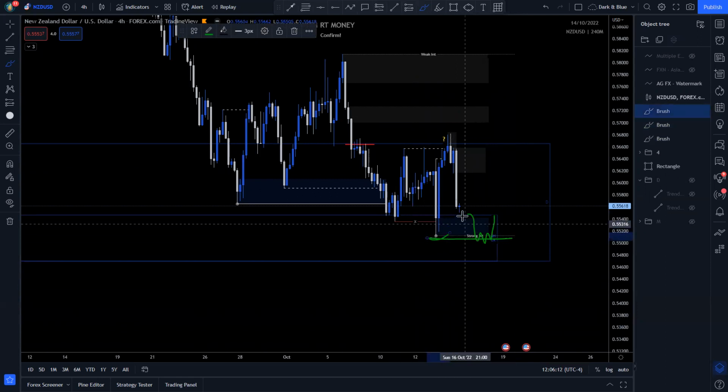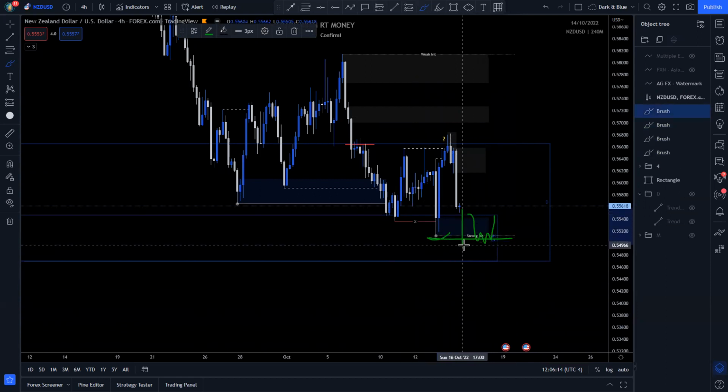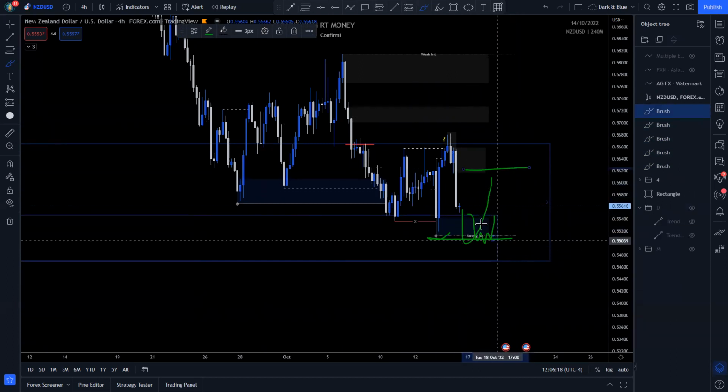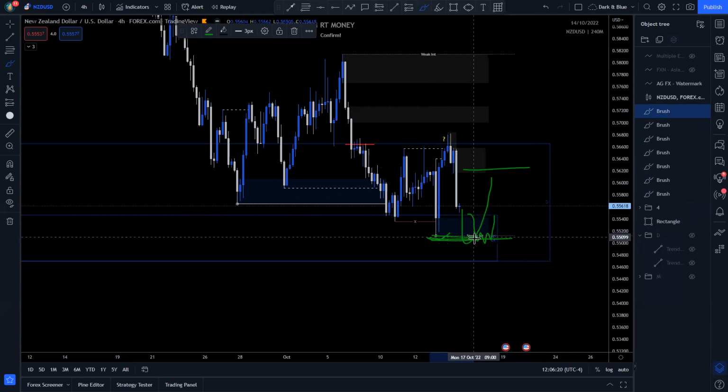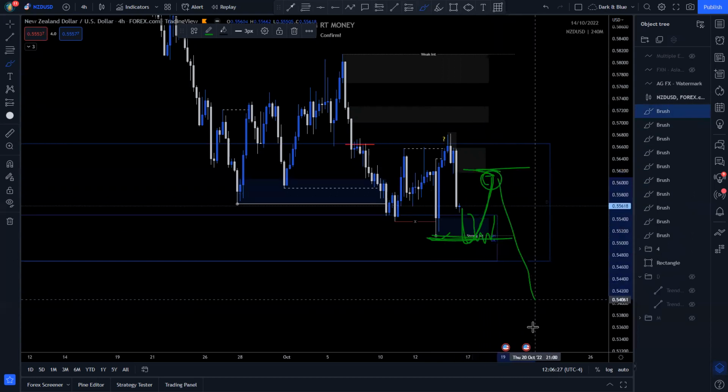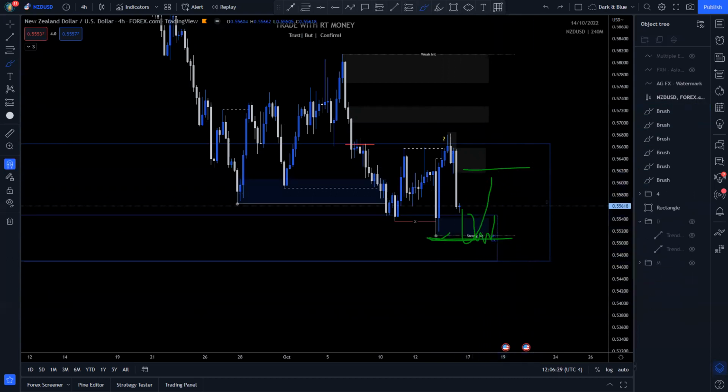We can take these lows, get a break and close below that, and then a pullback. And if that pullback happens, because this would be a break of structure to the downside, if we get that pullback to this zone, this would be a high probability trade to take to the downside. Hope you can follow that.